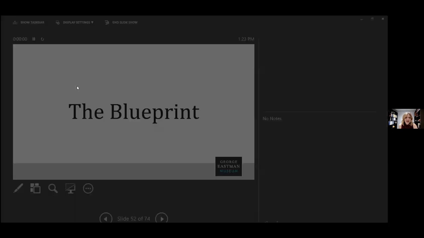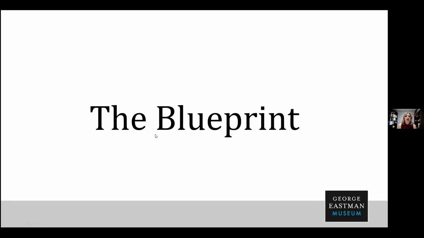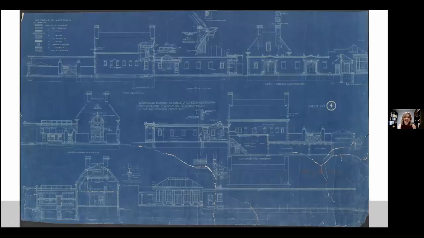Because I'm relatively new here to the Eastman Museum. I just started here January of last year. So getting to know the property during a pandemic was kind of difficult to do. And so being able to see these blueprints and discuss it with Dan really gave me an introduction to the property and its evolution. So this is the overall view of the blueprint that was brought to me.